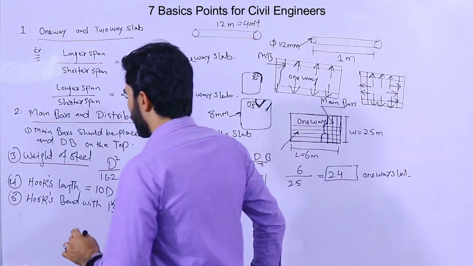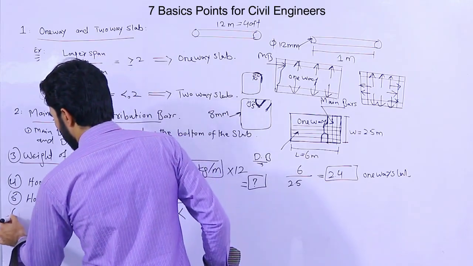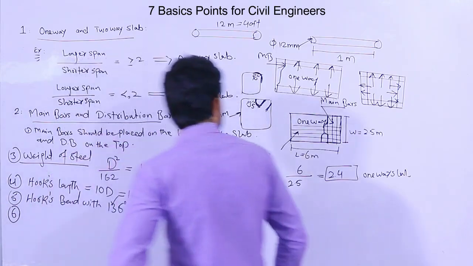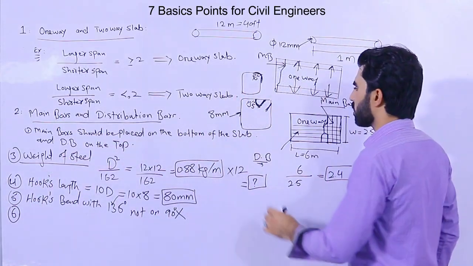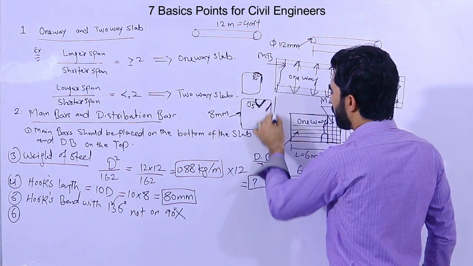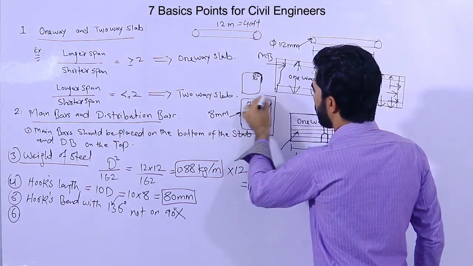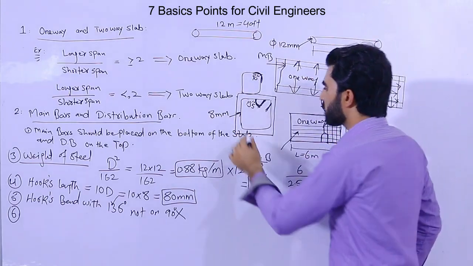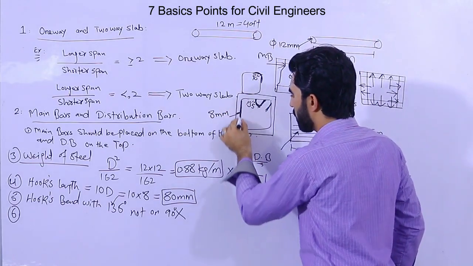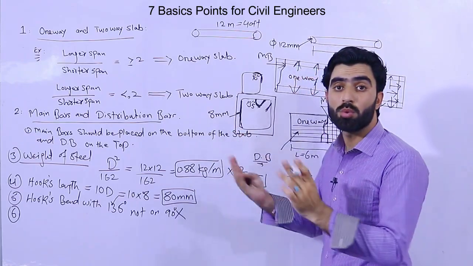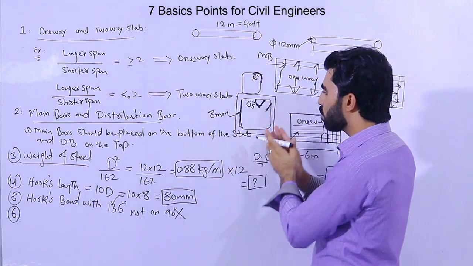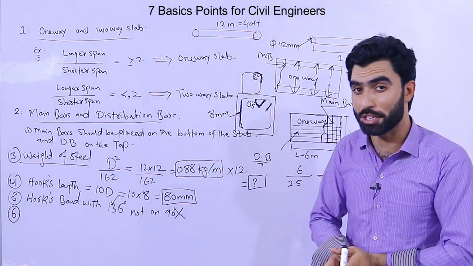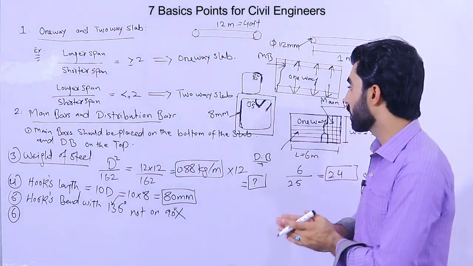Now, guys, the sixth one is also very important, and in most construction I am seeing this point. Suppose this is a beam. In most construction, this stirrup is exposed to the environment. It means those people are not providing the concrete cover.